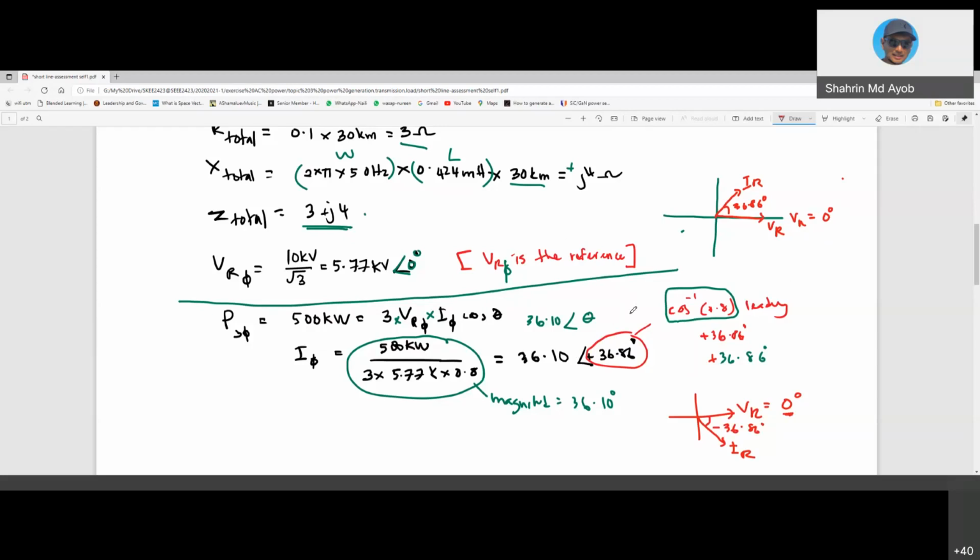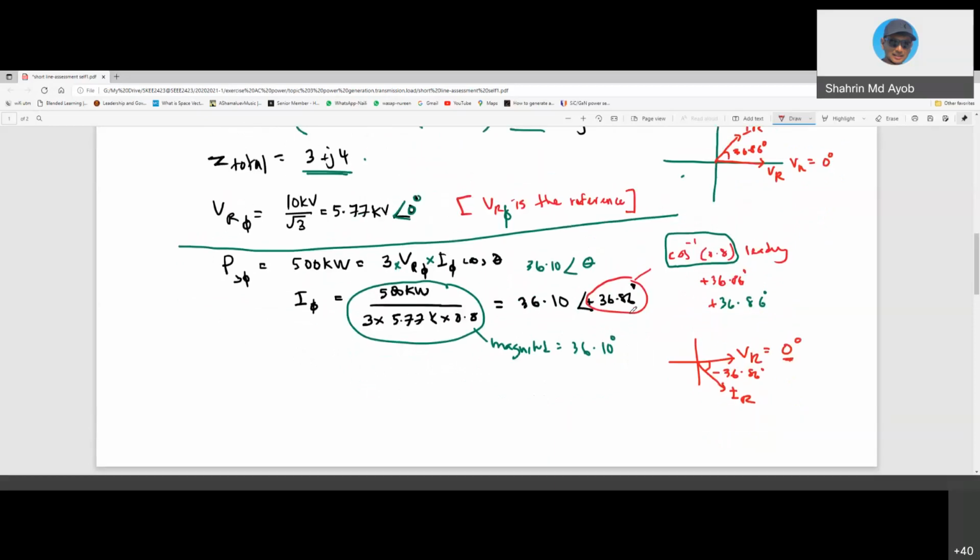Okay, next. So I think this one is the answer for the first question. Because I phase is actually equal to I sending and I receiving, which is 36.10 with an angle of negative 36.86 degrees.